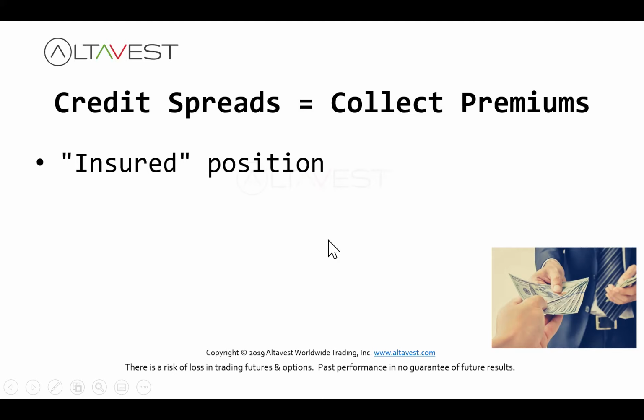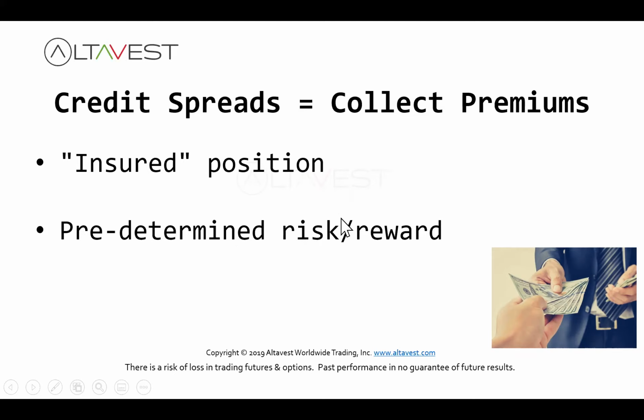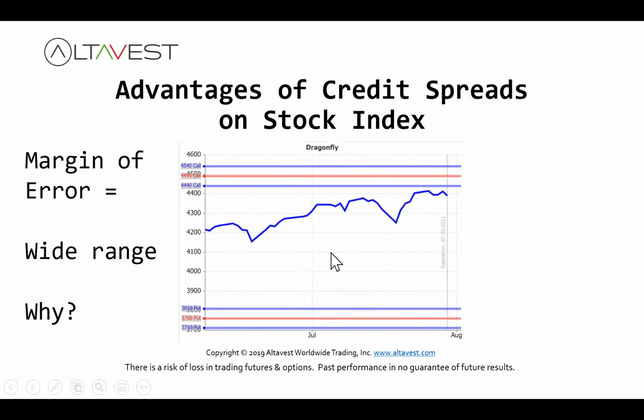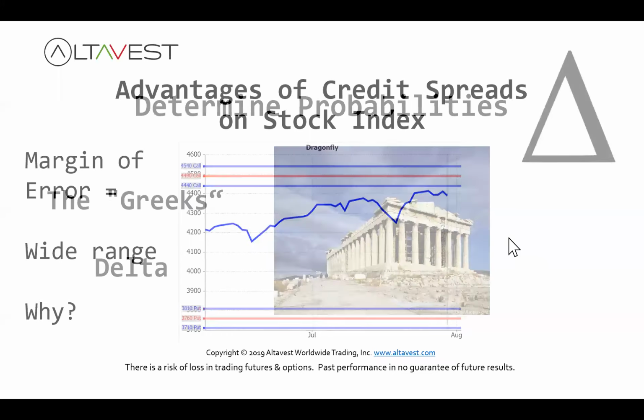Let's look at a credit spread. This is what we call an insured position with predetermined risk and reward, and it can be non-directional. And if you're scratching your head, I'll show you in a second. And look at this graph, but don't get caught up on it. I'll jump into the demo and explain it. But here's a wide margin of error, or that highly technical term called wiggle room. So here's the trade, the market when you place this trade. Here's your upper boundary and your lower boundary. So you're looking for the market to essentially stay in that range. It's a very wide margin of error for that trade.